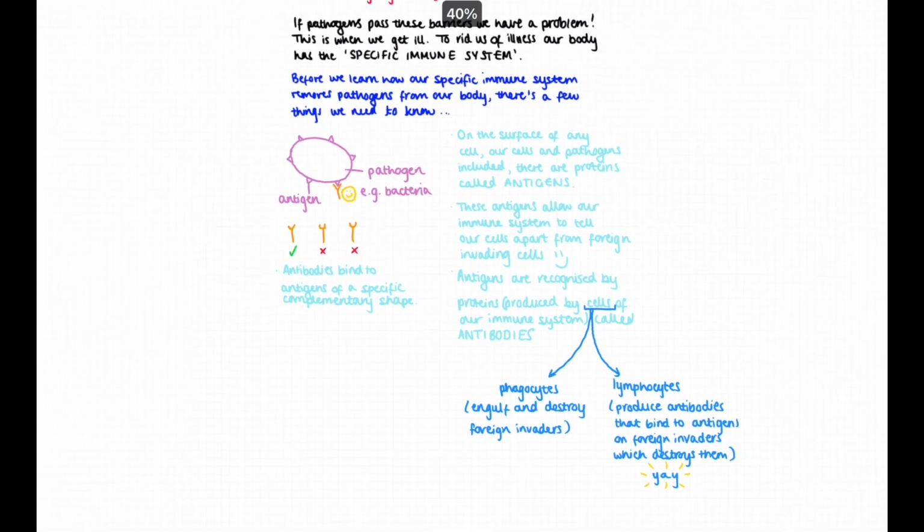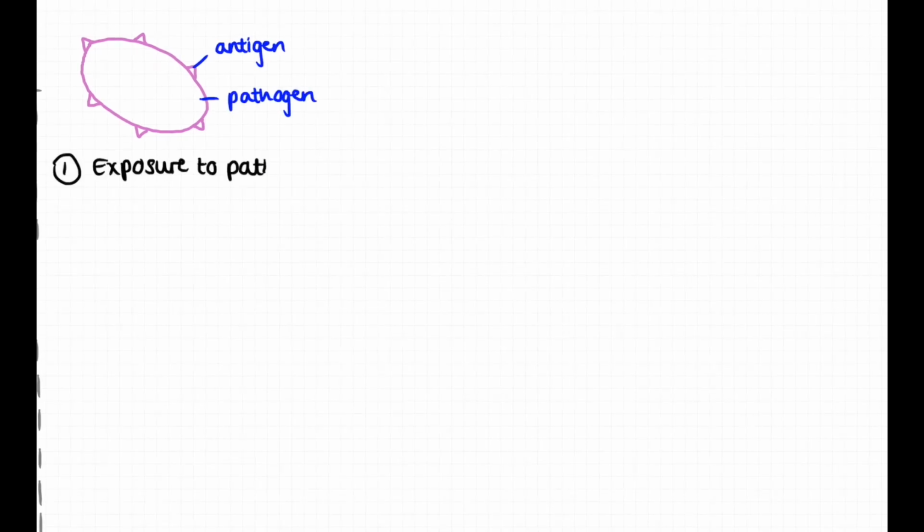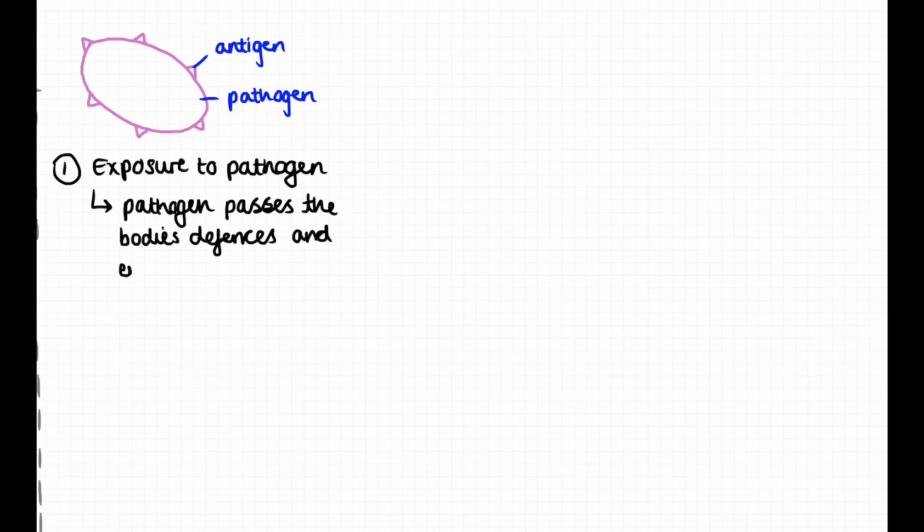Now it's time for the specific immune system story. Here is our pathogen again with its antigens. The first thing that needs to happen is we need to actually be exposed to the pathogen. So the pathogen needs to get past our physical defences and our chemical defences and find its way into our bloodstream.